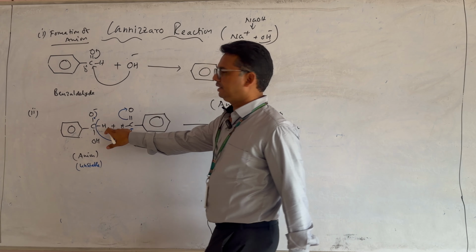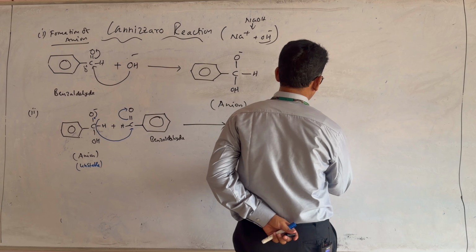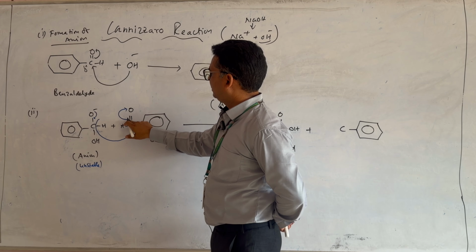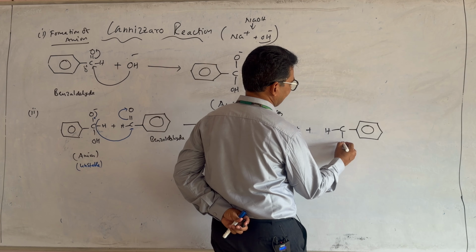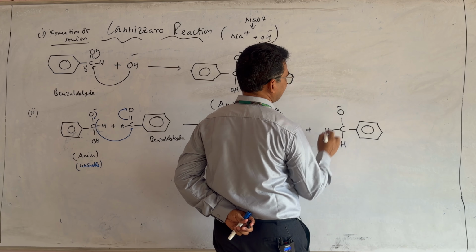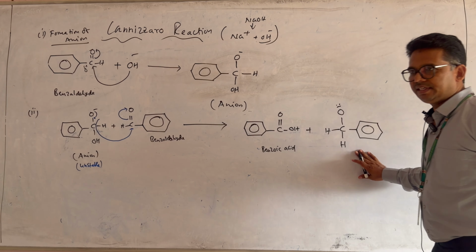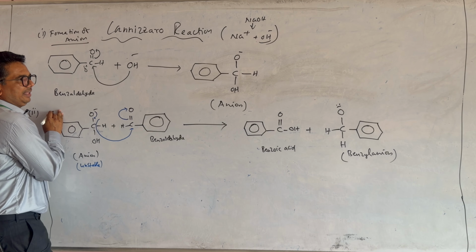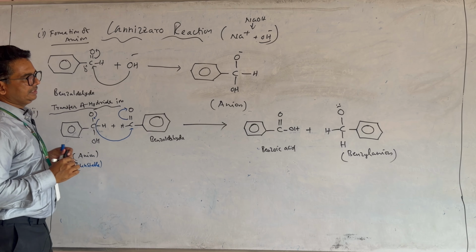Then we know that this hydride is shifting with its pair of electrons to here. What happened there exactly? When this hydride shifts here, this pair of electrons moves to the oxygen. This hydrogen already it has. Hydride is shifted means the pair of electrons moves to the oxygen. Then what is it called? Benzyl anion. What name are we giving to the second step? Transfer of hydride ion. This is the second step.